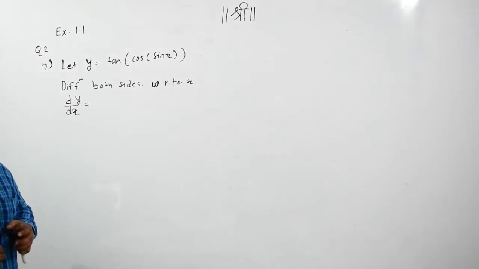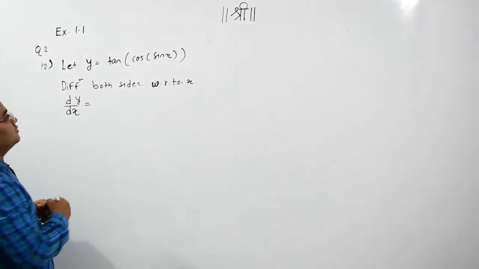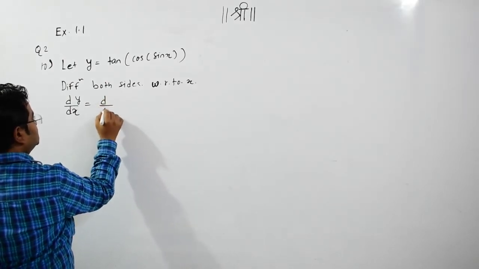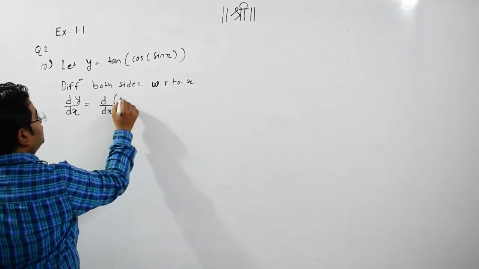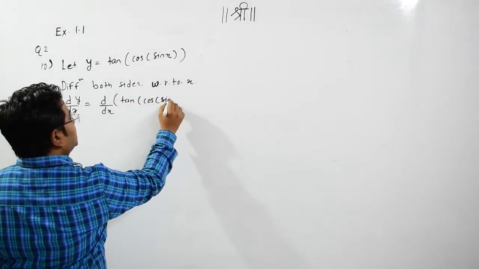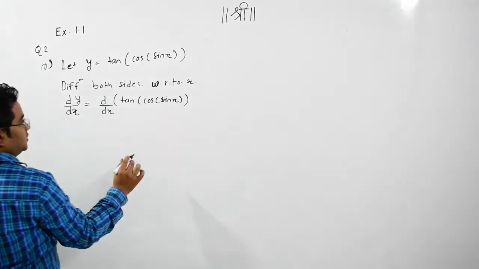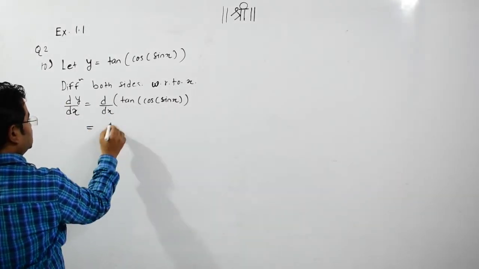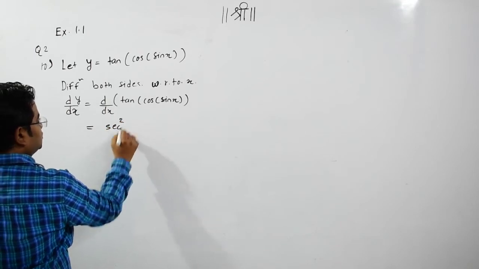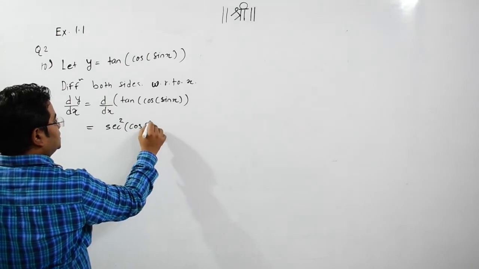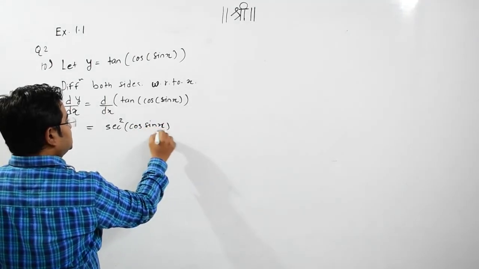So within this parameter we need to differentiate it. What is the differentiation? Differentiating both sides with respect to x, this will give us d upon dx of tan of cos of sin x. Hope the brackets are okay. Now what is the derivative of tan x? It is nothing but sec square. Sec square of cos of sin of x.